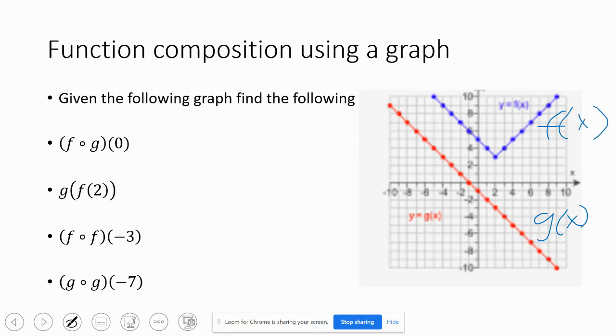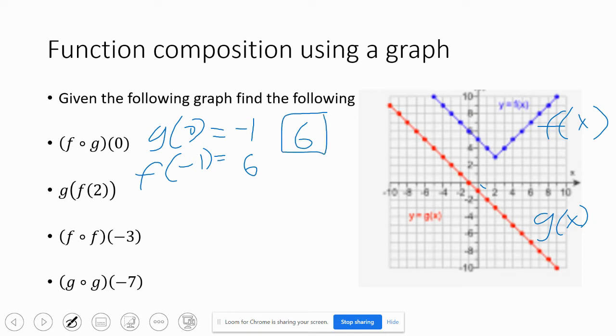Okay, so in the first one, we want f of g of 0. So we first find g of 0. You go to your graph, look at 0, and go down 1. So g of 0 is negative 1. And you do the same thing: you find f of negative 1. F of negative 1 would be 6. So the answer to the first one would be 6.